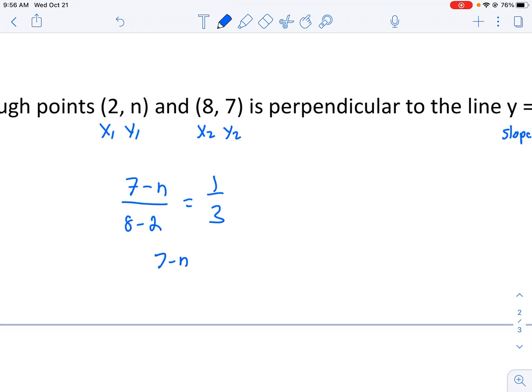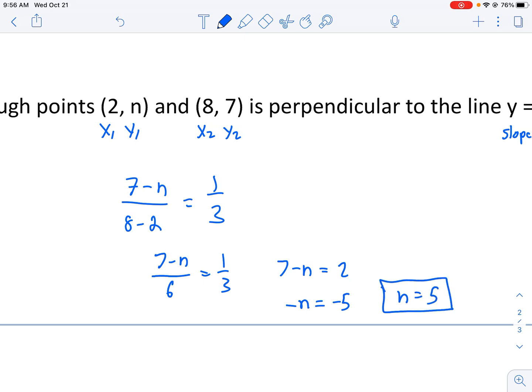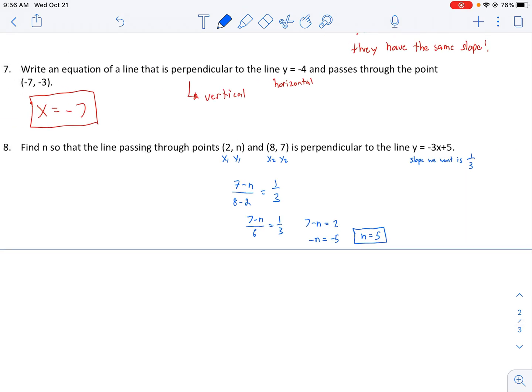Let's simplify this. You get 7 minus n over 6 equals 1/3. Multiply both sides by 6 to give you 7 minus n equals 2. Then subtract 7, and you get -n equals -5, which means n equals 5. So when n equals 5, and that's the y value of this point, the line passing through those 2 points is perpendicular to that line right there.